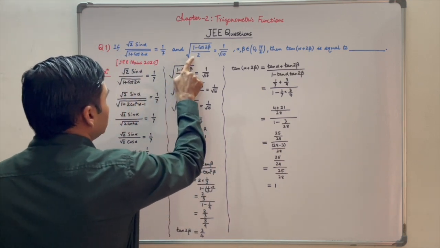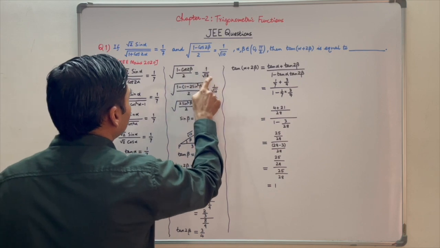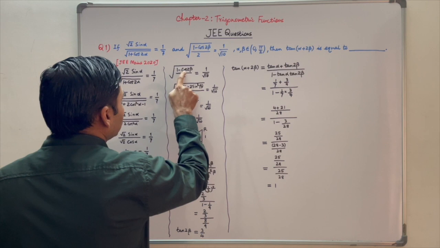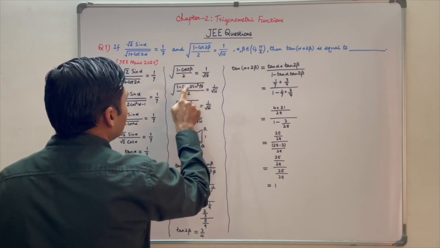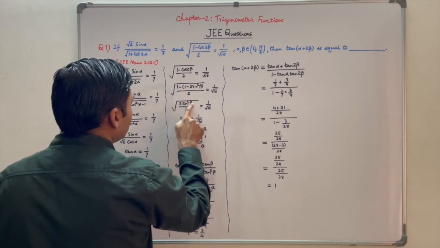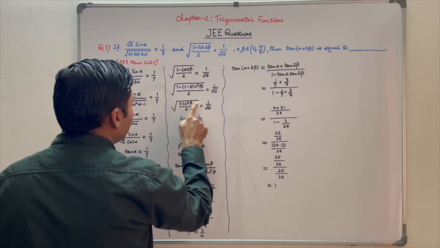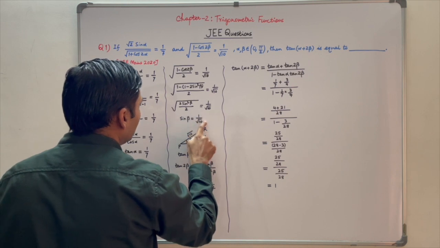Also, it is given that root of ((1 minus cos 2 beta) upon 2) is equal to 1 by root 10. We want to get rid of this under root. So we will expand cos 2 beta as 1 minus 2 sin square beta, so that plus 1 and minus 1 get cancelled. So it will be 2 sin square beta upon 2. 2 gets cancelled. Under root sin square beta will be sin beta. So sin beta is equal to 1 upon under root 10.